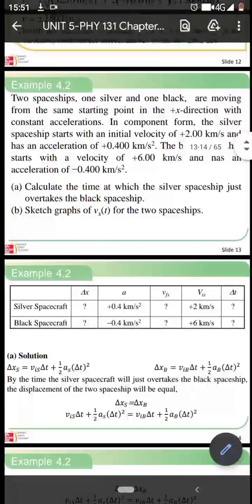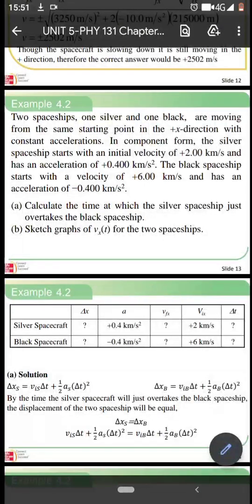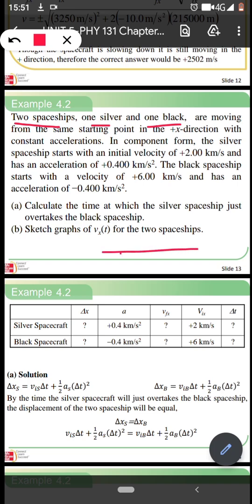So let's go over example 4.2. We have two spaceships, one silver and one black, moving from the same point in the positive x direction with constant acceleration. This justifies why you can use the kinematic equations, because they work with constant acceleration.